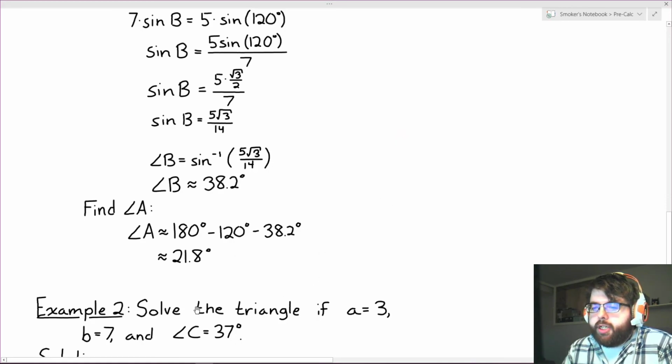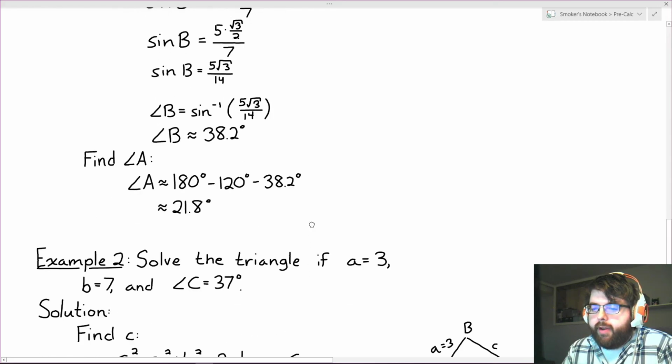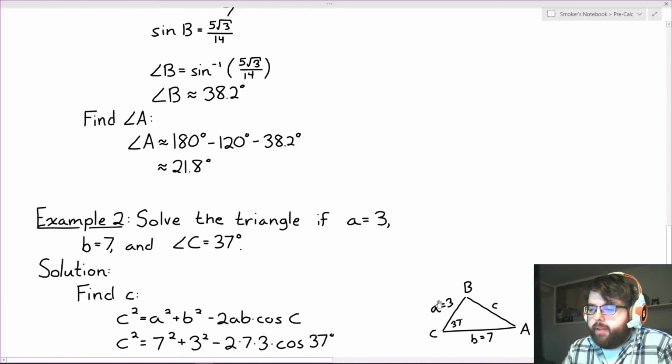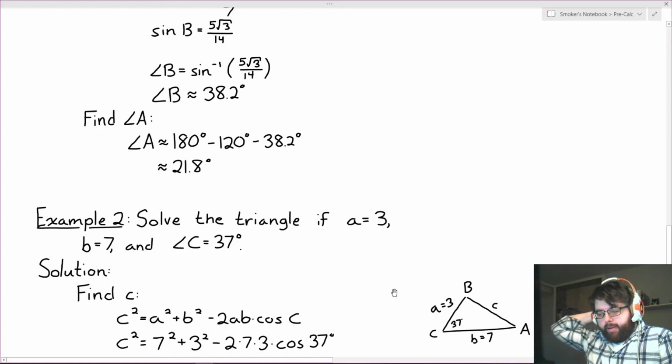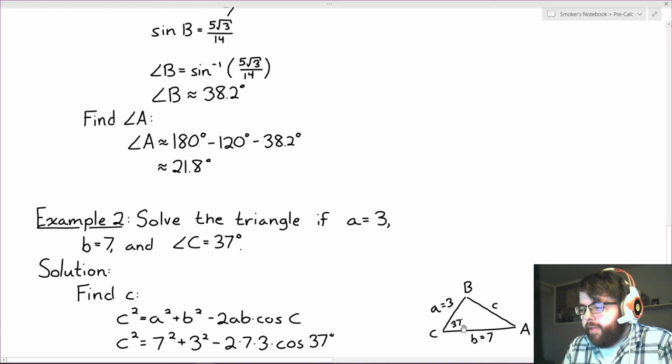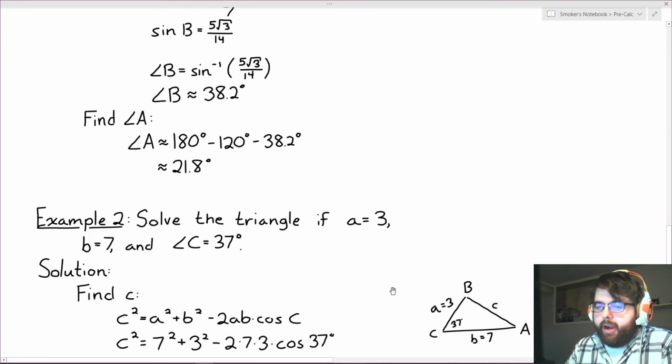So the other situation is solve the triangle if a is 3, b is 7, and angle C is 37. This is a situation where the angle is between the two sides, because remember, sides have to be opposite the letters. So this is another situation where you can't use law of sines because you can't match up opposite stuff, because we don't have a pair.